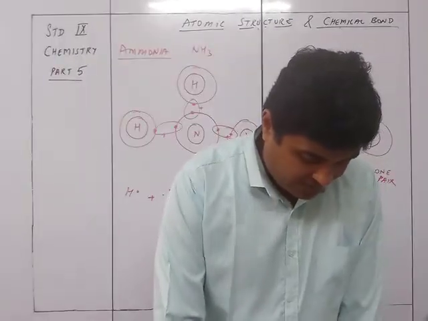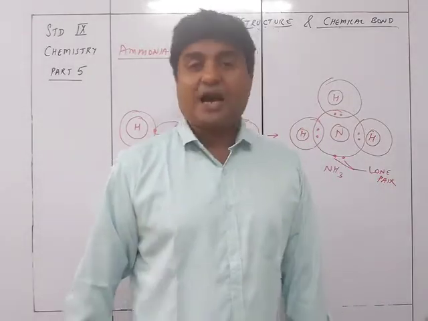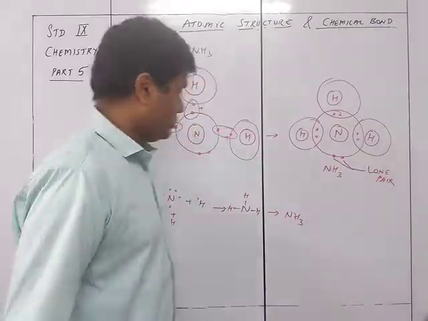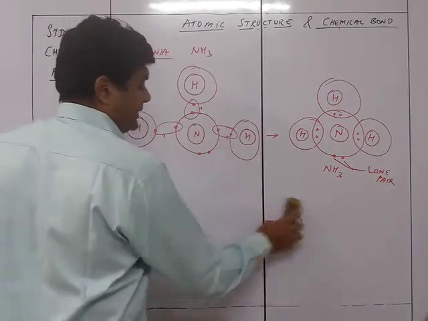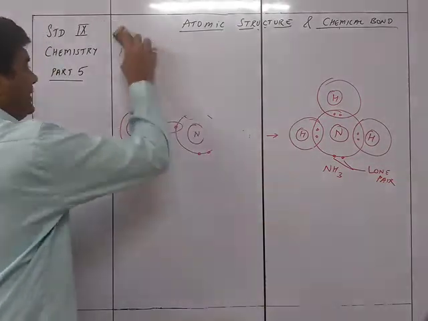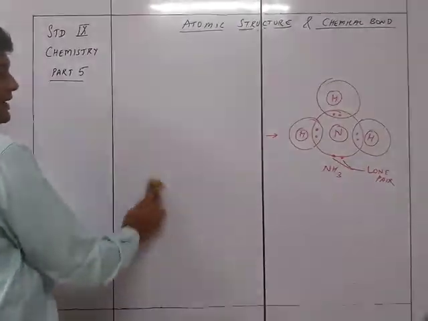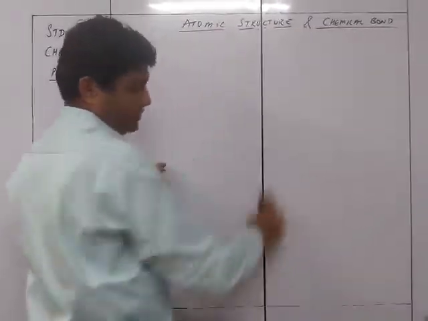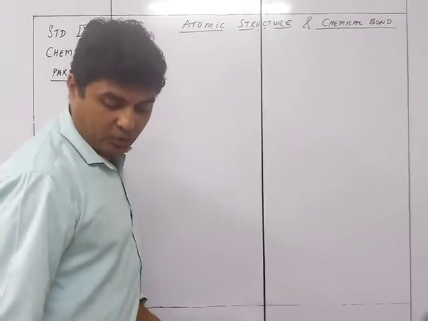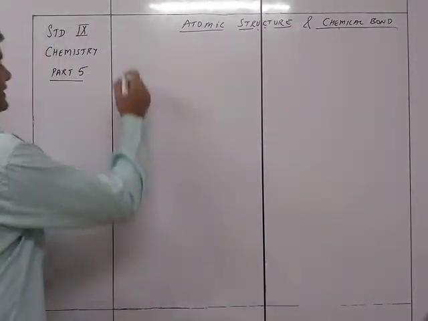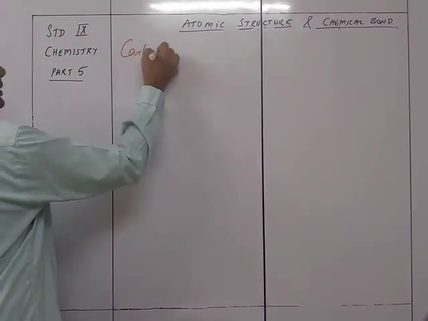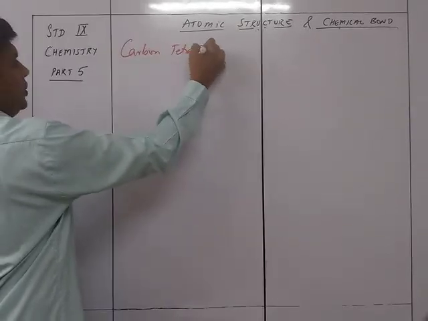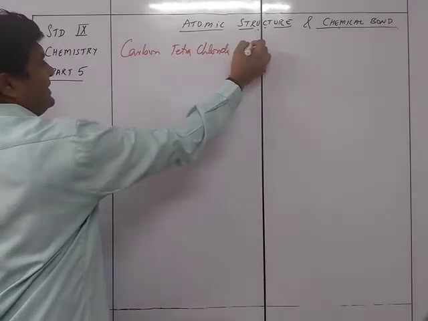The next what we are having are two more, that is one is carbon tetrachloride. Now carbon tetrachloride, tetra means 4. So carbon tetra means 4 chlorine. So carbon 1 and chlorine 4. So that is why it is carbon tetrachloride. So that is going to be CCl4.